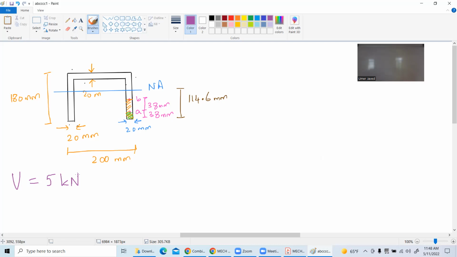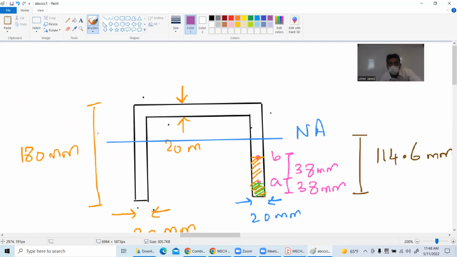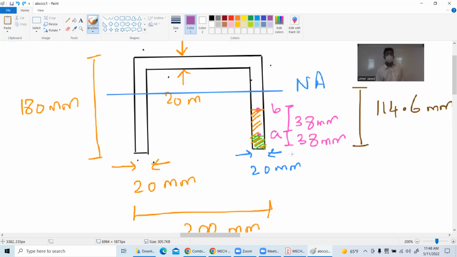So John, A is little part and B is old. A is little part, B is old. I think I have to zoom in. Okay. This is A. This is B.